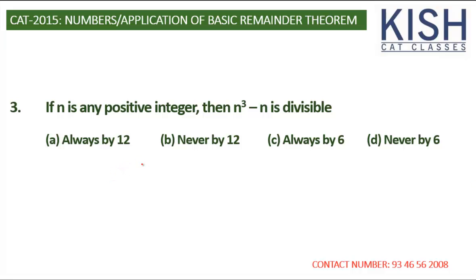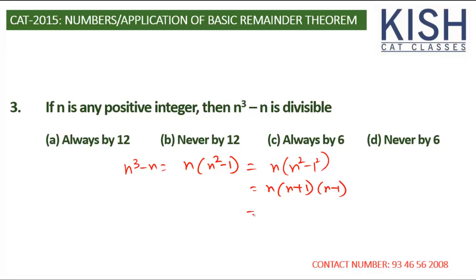So n cube minus n, we can write it as n into n square minus 1. Well, this is nothing but n into n square minus 1 square. This is nothing but n into n plus 1 into n minus 1. That is n minus 1 into n into n plus 1. Look at this. These numbers, n minus 1, n, n plus 1. Well, there are 3 consecutive natural numbers. And we know that n is a positive integer.